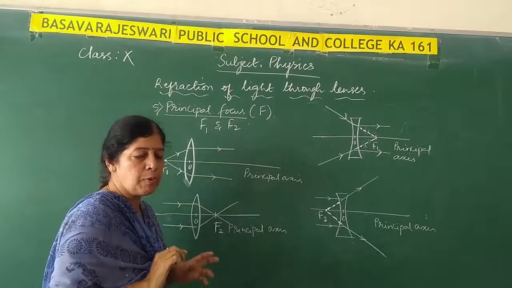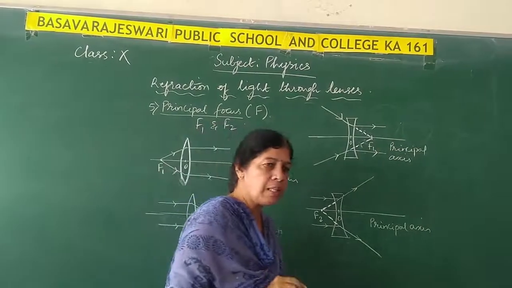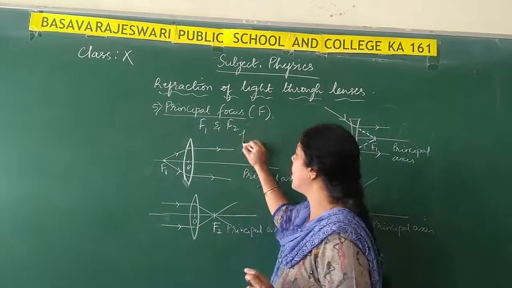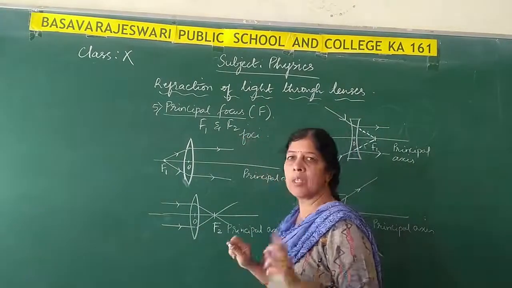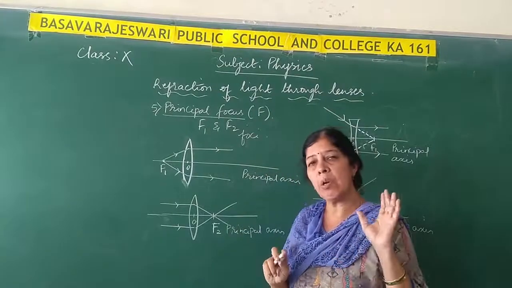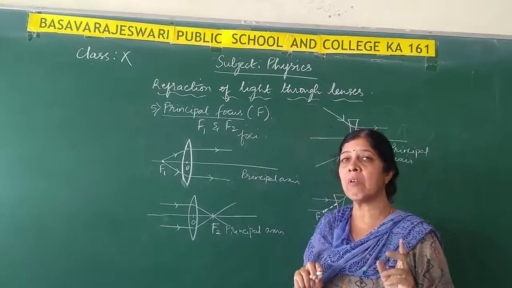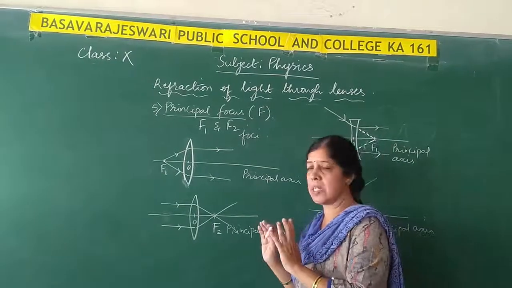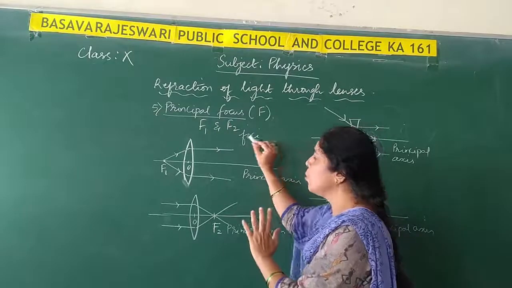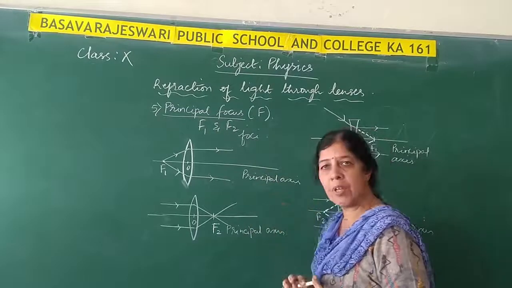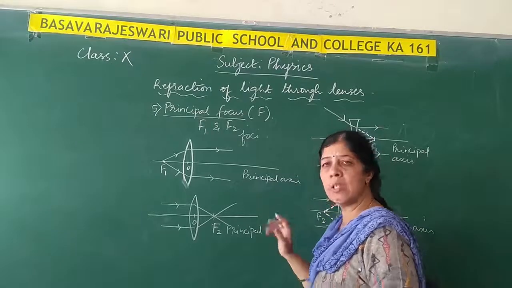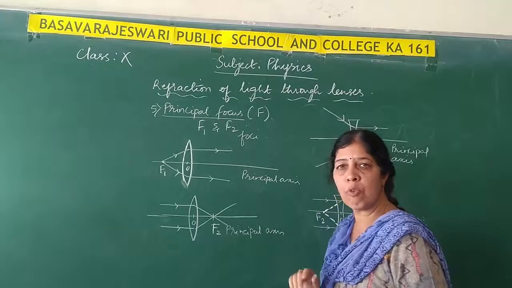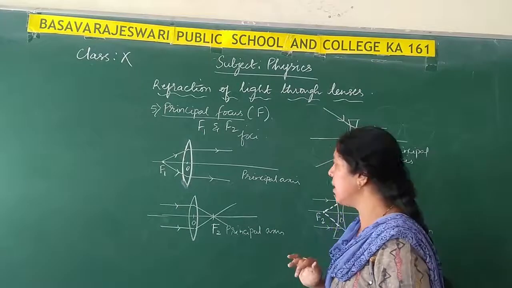Now any type of lens, if you take either a convex lens or a concave lens, because it has 2 refracting surfaces, it will have 2 principal foci. Understood? In even lower classes you have studied about mirrors, there you have learnt about only 1 principal focus. But a lens will have 2 refracting surfaces, so it will have 2 principal foci and they are named as F1 and F2. Now here I have drawn the necessary ray diagrams to know which is the first focal point and which is the second focal point for a convex lens and a concave lens.